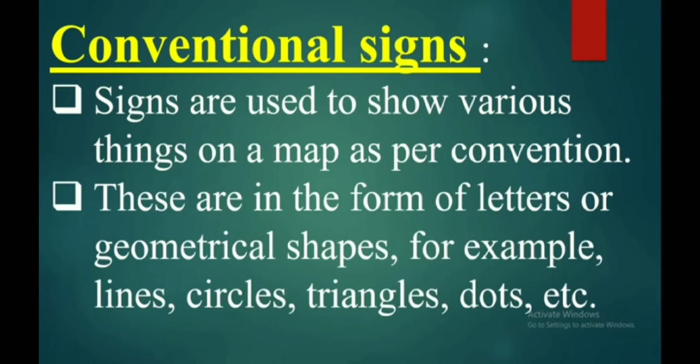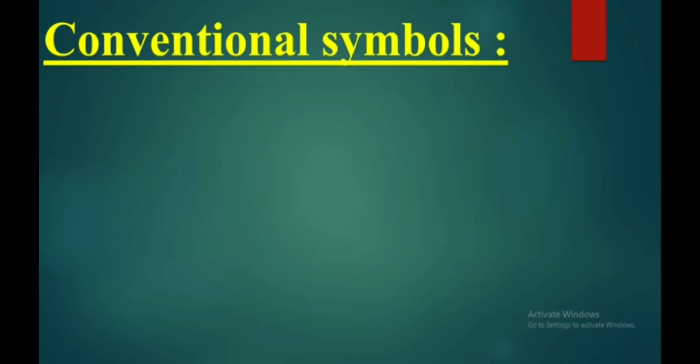So these are in the form of letters or geometrical shapes. For example, lines, circles, triangles, or dots. Now next is the conventional symbol. Like conventional signs, symbols are also there. It is created to make the map easy to read. So that is a conventional symbol.